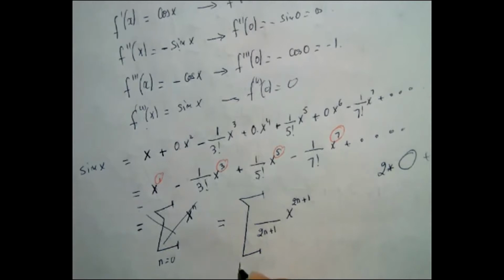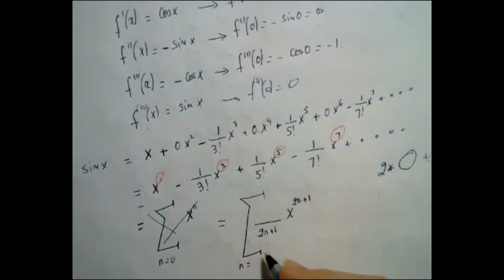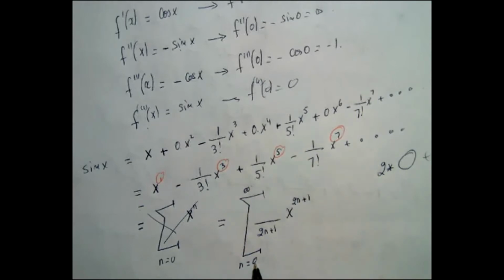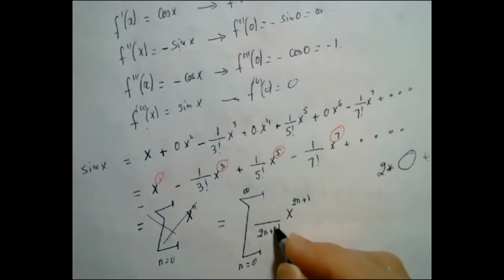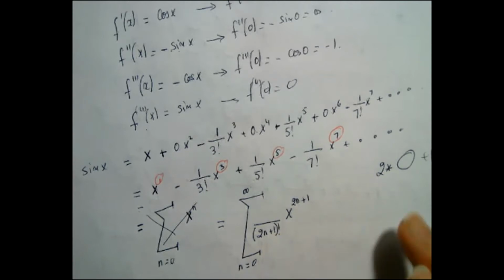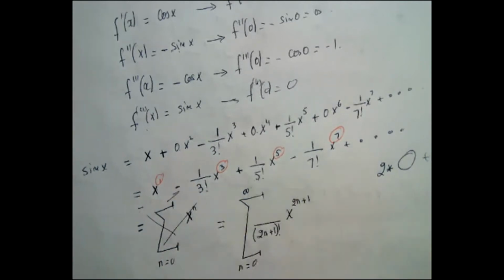Now my n starts from 0 all the way to infinity. Because if n is 0, I'll get x over 1. If n is 1, I'm going to get x cubed over 3 factorial. My apology. If n is equal to 2, I will have x to the power 5 over 5 factorial, and so on. I still have to take care of this alternating sign, plus, minus, plus, minus.